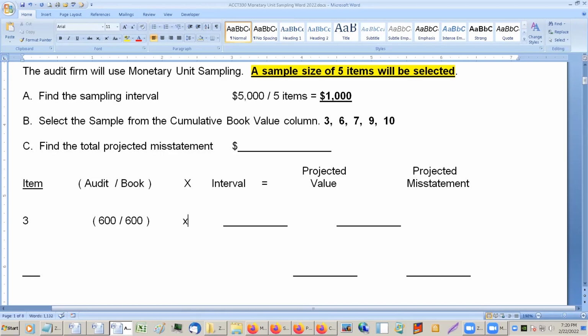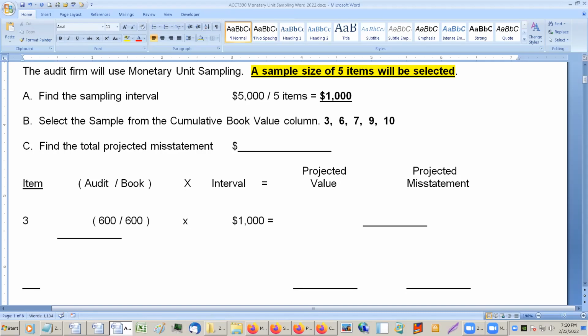Times the interval, 1,000. And this will equal our projected value, which in this case is just 1,000. And the projected misstatement is 0.